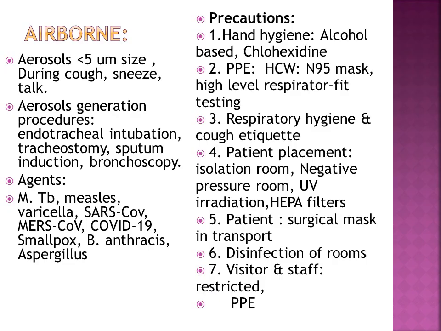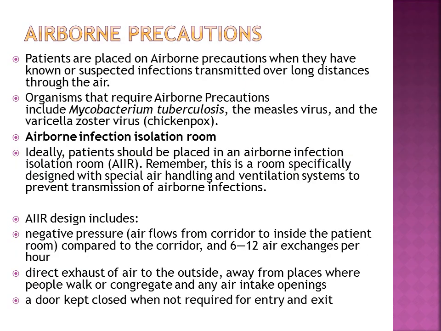Then UV irradiation or HEPA filters should be used in that room. Then the patient should wear a surgical mask, and disinfection of the room is done after the discharge of the patient. Visitor and staff entry is restricted, and if they are visiting, then they should wear PPE, that is mask, clothes and apron or gown. So in airborne transmission, patients are placed on airborne precautions when they have known or suspected infections transmitted over long distances through the air. So organisms mainly are Mycobacterium tuberculosis, measles virus and varicella zoster, that is chickenpox virus.